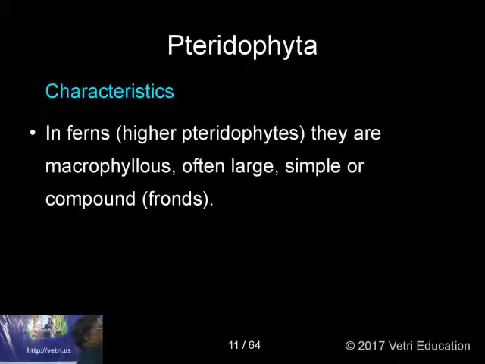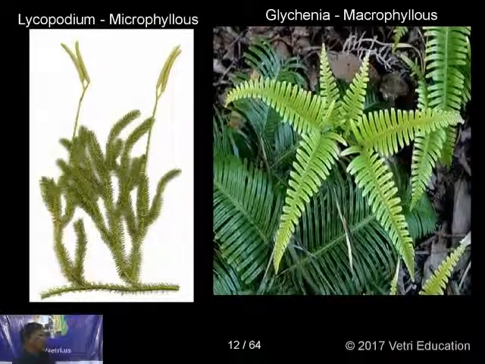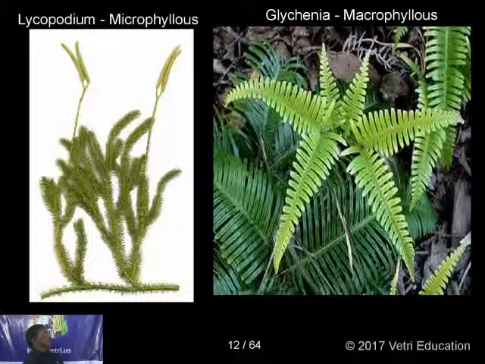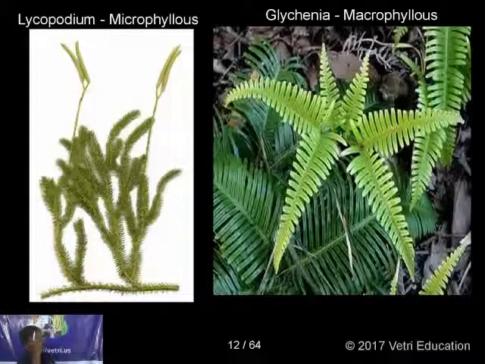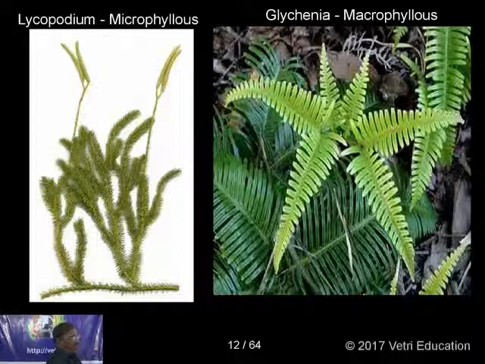Now you can see these two types, microphyllous and macrophyllous plants. In the first diagram, Lycopodium, the leaves are very small, and are arranged circularly and spirally on the stem. Whereas here you can find Glycinia, this is a fern, where very big leaves are there. So these are called macrophylls or fronds.